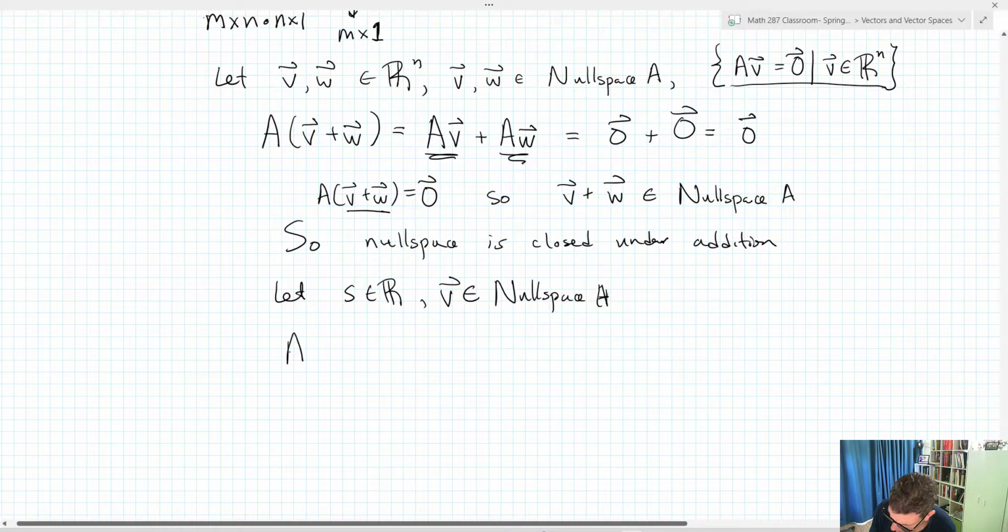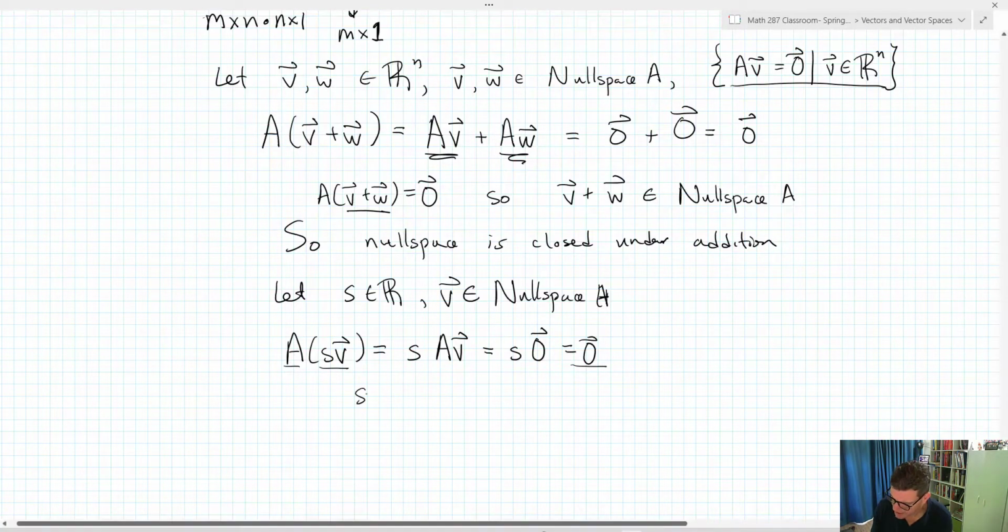So now I take A times SV, okay? That's going to end up equaling S times AV, because we can actually just pull the scalar out. And since V is in the null space of A, this is going to be S times the 0 vector. And remember that property that we had, anything times the 0 vector is the 0 vector. Well, since I multiplied A times SV and got the 0 vector, that means SV belongs to the null space of A. So, the null space of A is a subspace.